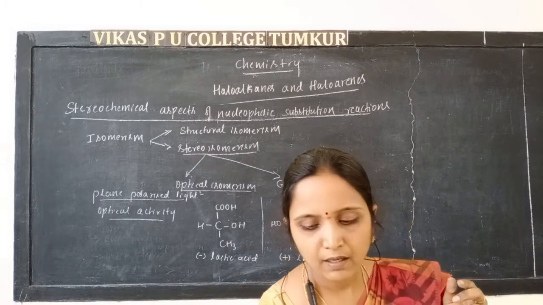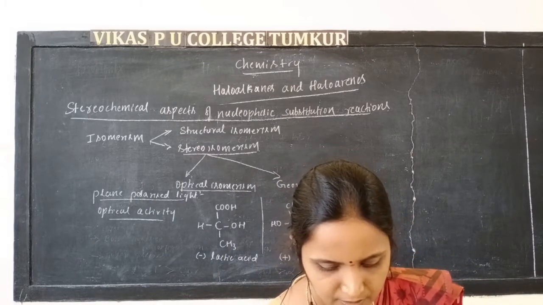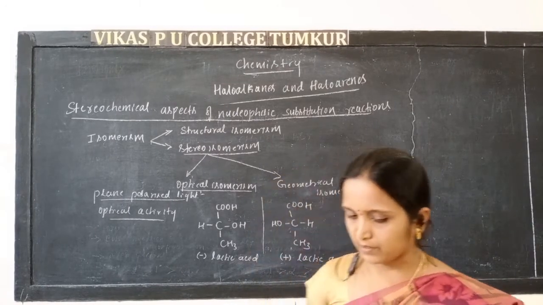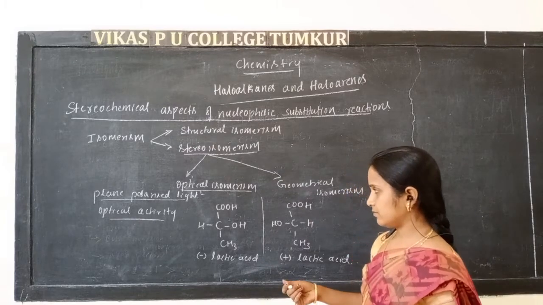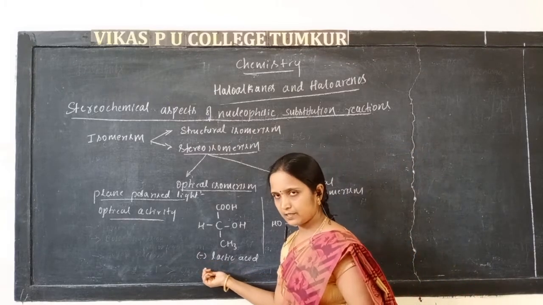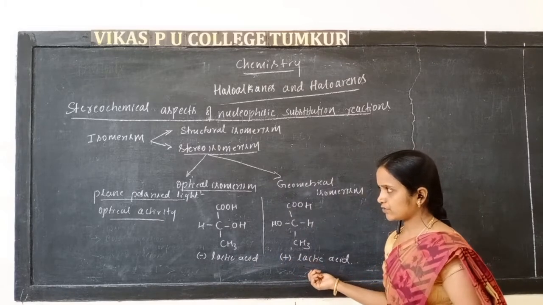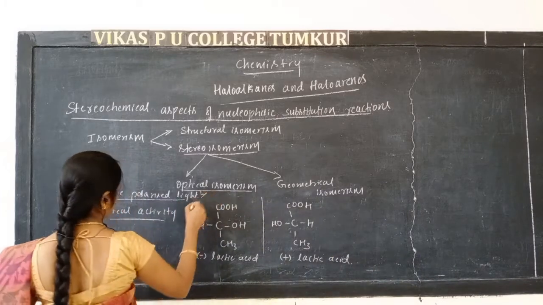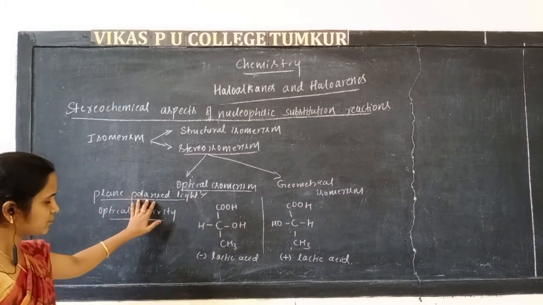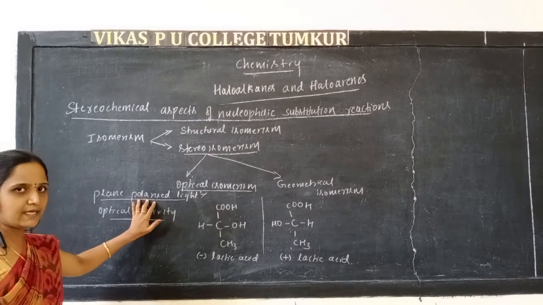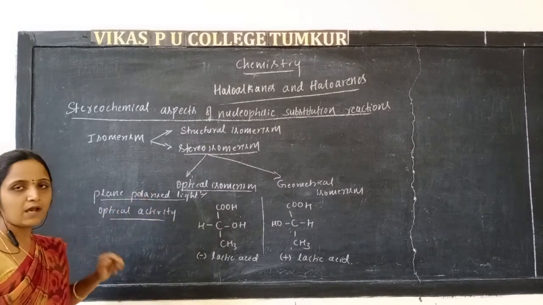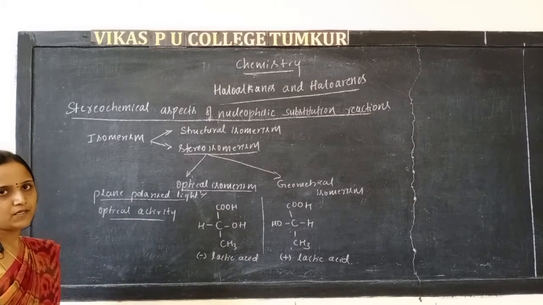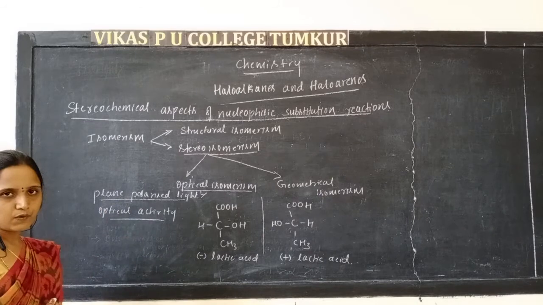We indicate the minus sign for levorotatory and the plus sign for dextrorotatory. This is about optical isomerism. Plane polarized light means the light which vibrates in only one direction. How do we get this? By passing ordinary light through the Nicol prism, we create plane polarized light.